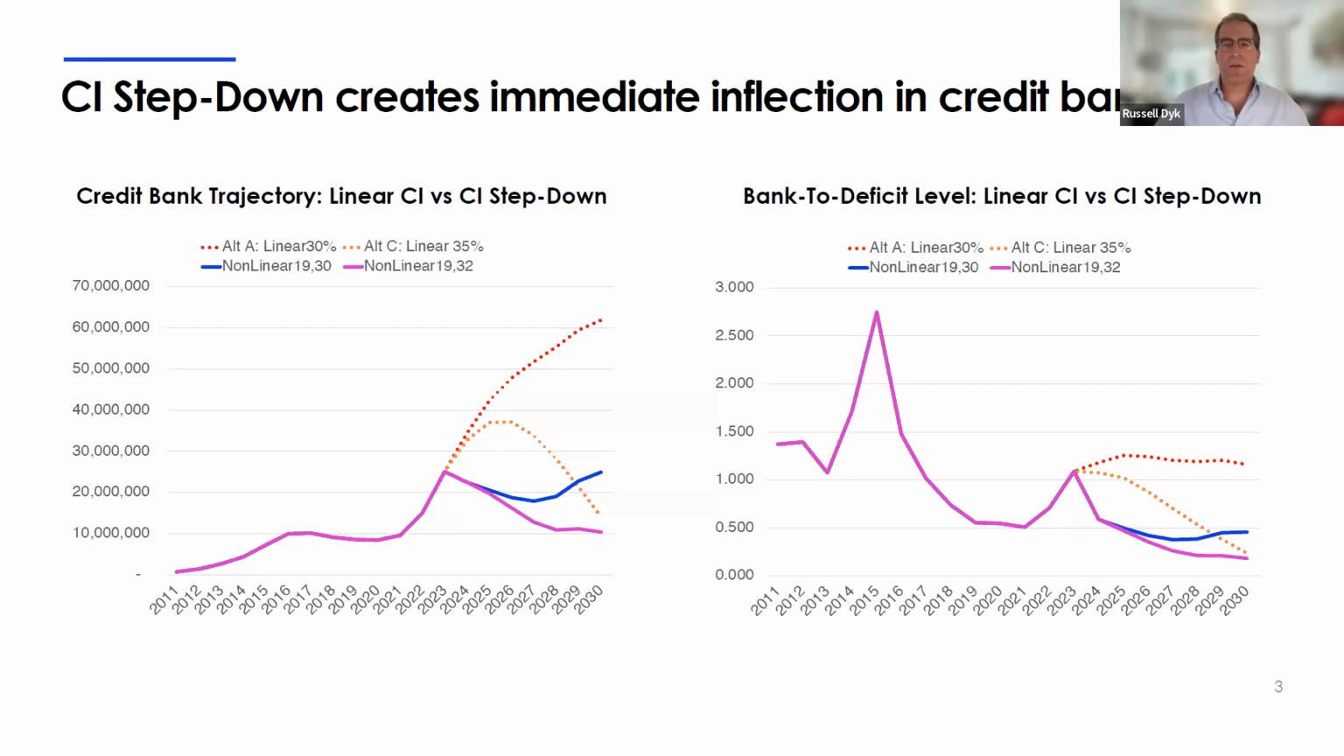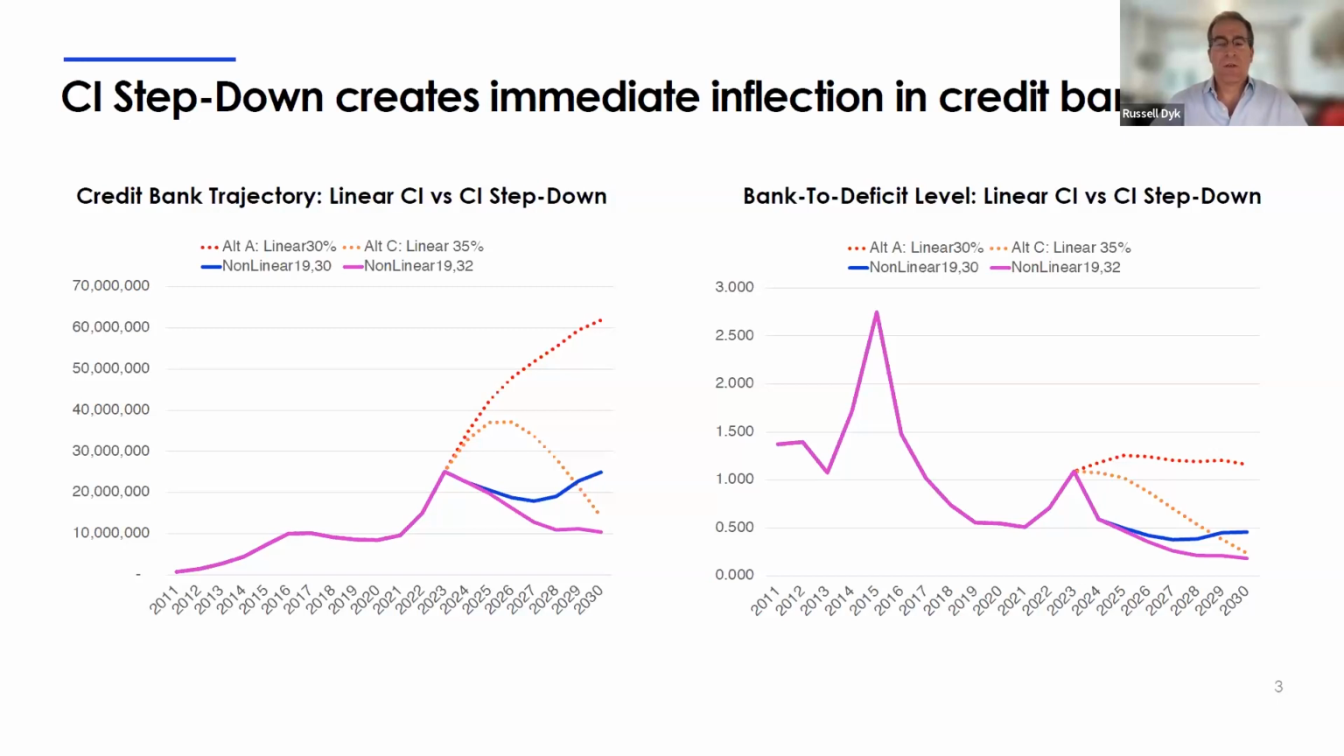So let's focus now on the right-hand chart, which again presents these same 4 scenarios, but this time looking at the relative size of the bank. So the size of the bank adjusted for annual deficits. There are really 2 key takeaways here. First of all, as before, you can see that the linear 30% scenario initially increases the relative size of the bank before stabilizing it at about 1.25 years worth of deficits.